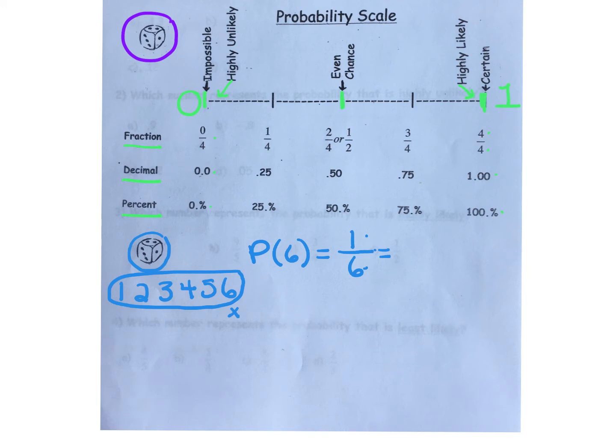Pause the video, and when you're ready to check your work, turn it back on. You should have gotten 0.1666 repeating. And when you multiply by 100, it moves the decimal 2 places. It's 16.6 repeating percent. On the probability scale, it rates about here. The chance of rolling a 6 is not very high. Let's try another one.